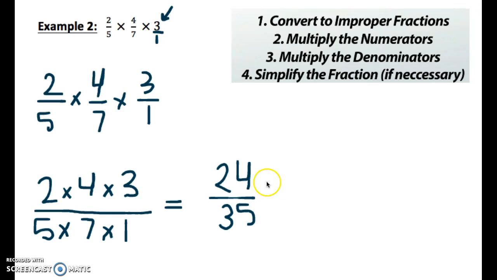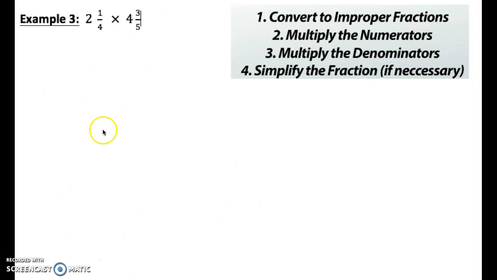So since none of them have numbers in common, this is as low as the fraction will go. It is simplified as far as it will go. Here's a third example that we're going to just quickly take a look at. Notice in this example that we have 2 mixed numbers. We have a 2 and 1/4, and we have a 4 and 3/5.